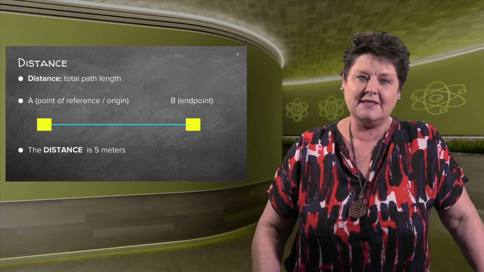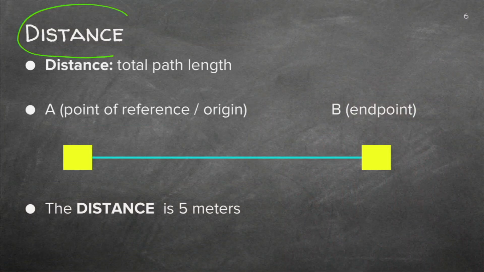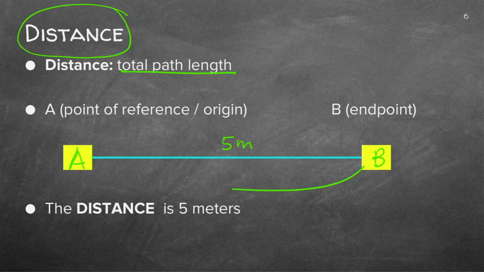Distance on the other side is different to position. It is the total path length, says the definition. So what does it mean? It says from point A to point B is 5 meters. But in actual fact, from point B to point A is also 5 meters. And you clearly do not see the direction in distance.